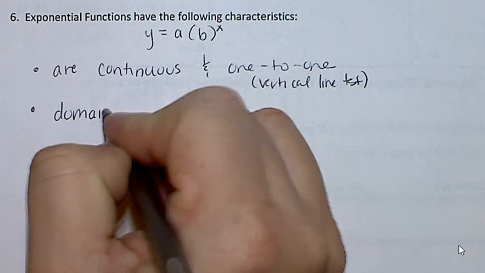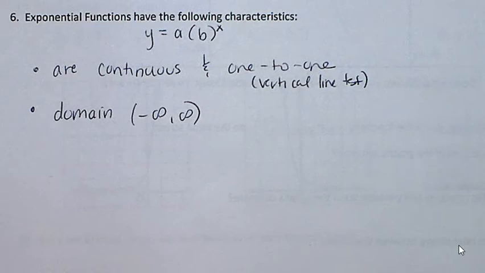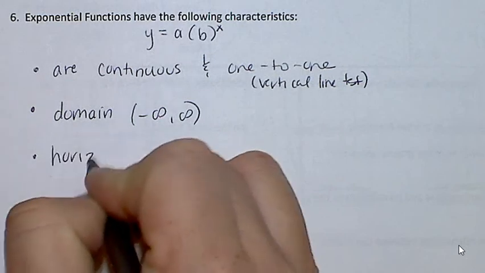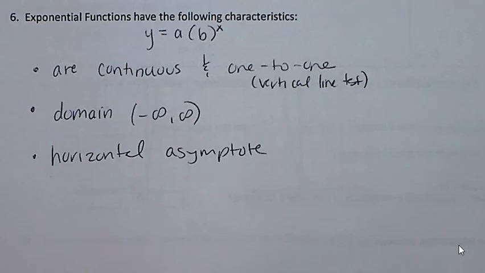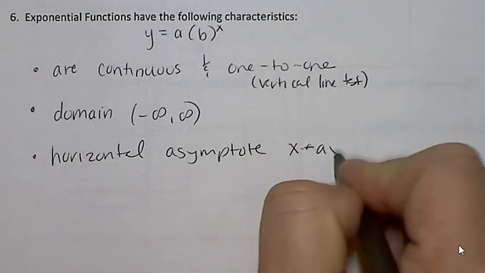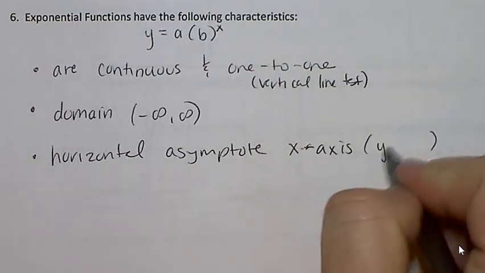The domain of all exponential functions is negative infinity to positive infinity. There is a horizontal asymptote on all exponential functions, and this is assuming that we're not translating, we're not vertically shifting this up or down or to the left or right. So there is a horizontal asymptote, and it occurs on the x-axis, and the technical equation for that is y equals 0.